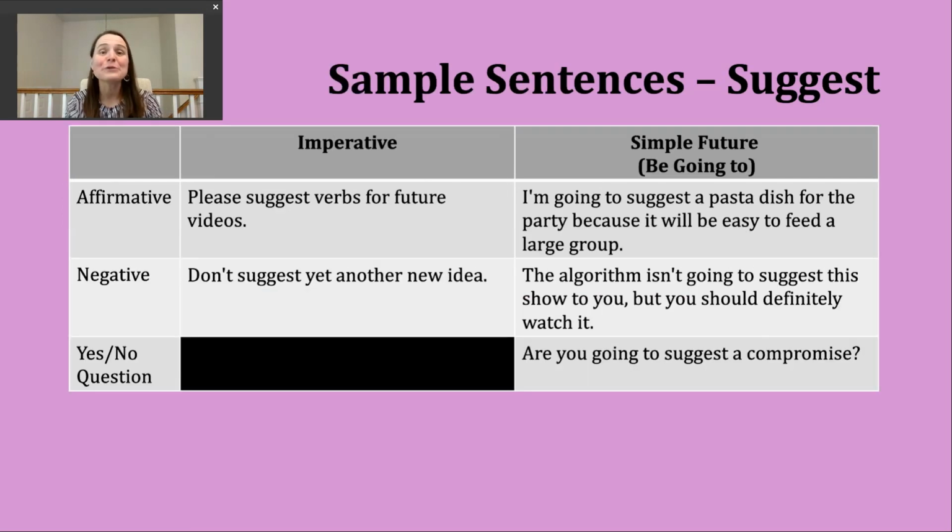Now let's continue using our verb of the day in a couple different verb tenses. Today we're going to practice the imperative and the simple future using be going to. Let's start with the imperative. The imperative many times is known as a command. So with this particular type of sentence, we are telling someone to do a particular action, or we might be telling them not to do a particular action.